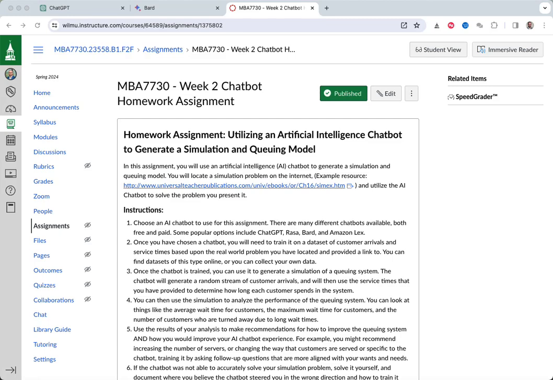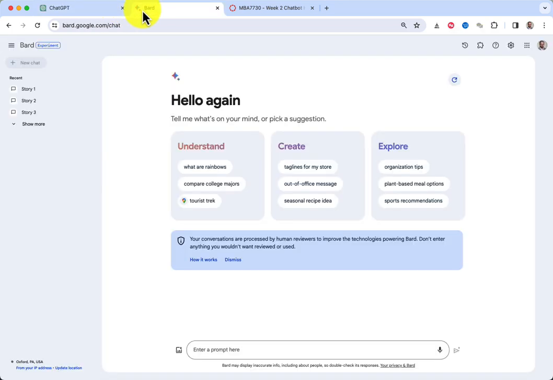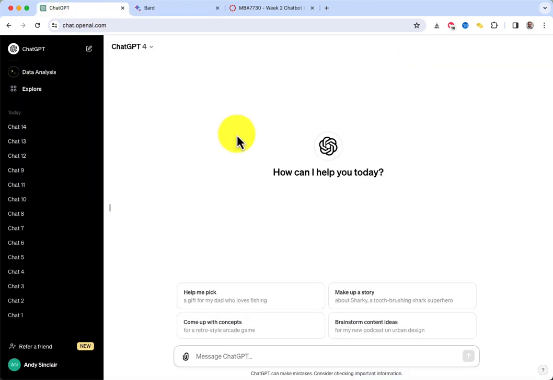Hello. In today's video, we will review the Week 2 chatbot assignment. First, let's identify a chatbot to use. You have free-to-use sites such as ChatGPT, Bard, Rasa, Amazon Lex, amongst any others. For this example, we're going to use ChatGPT.